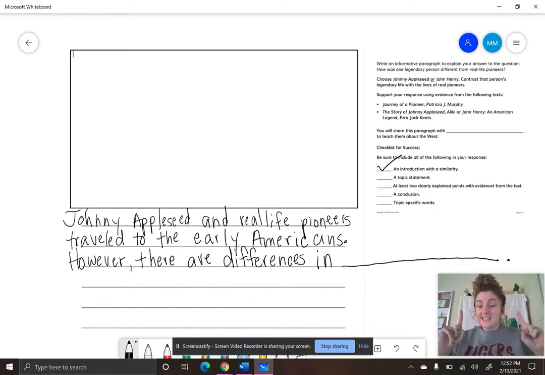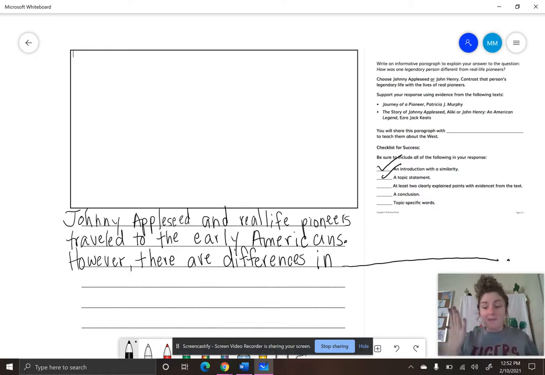Okay. This is where we have to be very careful with our evidence organizer. Okay, so we have our introduction. We have our topic statement. You are going to make sure to complete that topic statement. How were Johnny Appleseed and the real life pioneers different? They were different in the way they traveled. So they traveled in different ways. So now we need 2 clearly explained points with evidence from the texts.